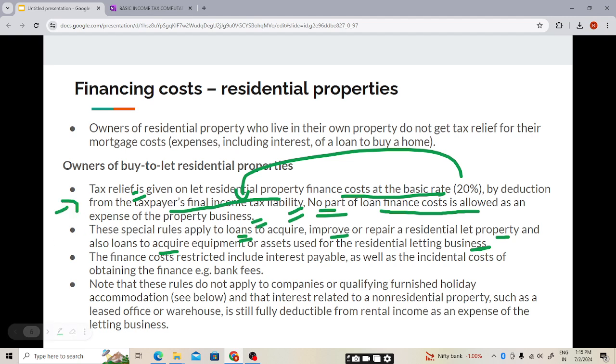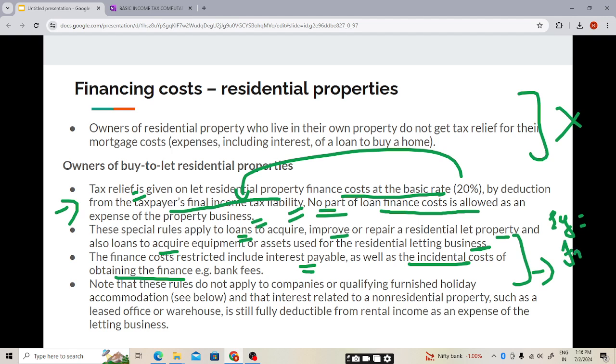Clear with this? We get the tax relief at the rate of 20%, and this relief is available to the owners who buy the property and let it out. But for owners who are buying the property and using it for their own self, the relief is not available. The finance cost restricted includes interest payable as well as the incidental cost of obtaining the finance. So don't think that the finance cost only includes the interest amount.